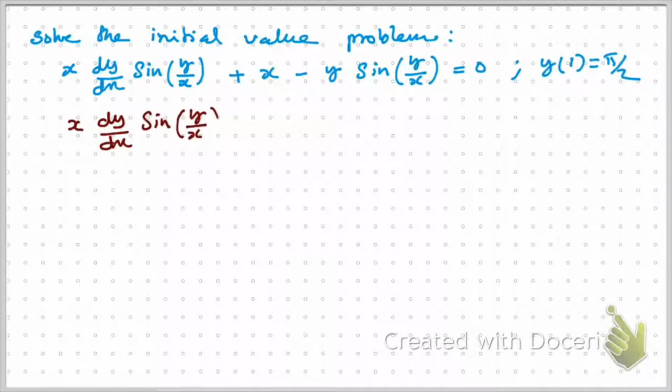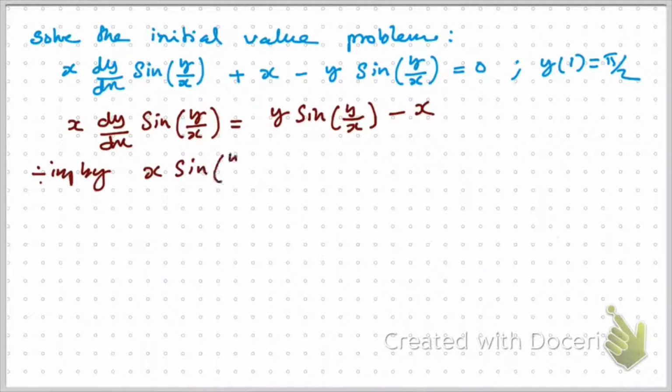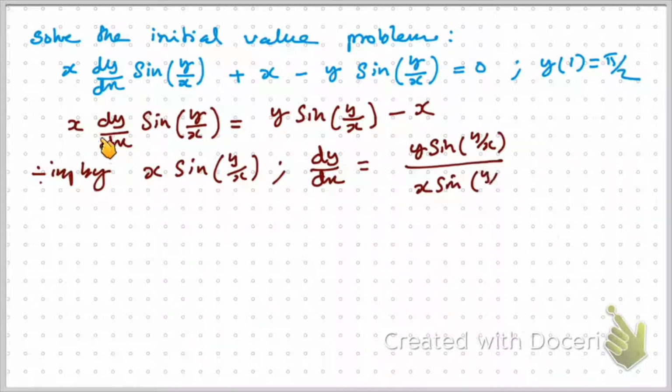So I am trying to make dy/dx the subject. First thing is I keep the dy/dx term on the left side, and the other two terms I shift to the right hand side. So plus x appears on the other side as minus x, and this negative term appears on the right side as positive. Now to make dy/dx the subject, I divide both sides by x sin(y/x), which will give me only dy/dx on the left side, and on the right hand side I individually divide the terms by x sin(y/x).